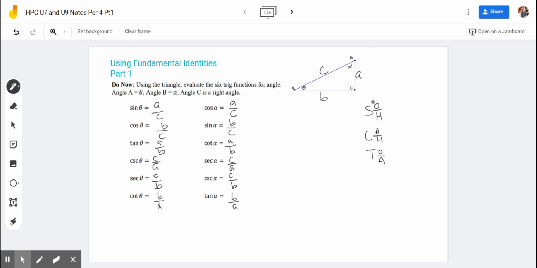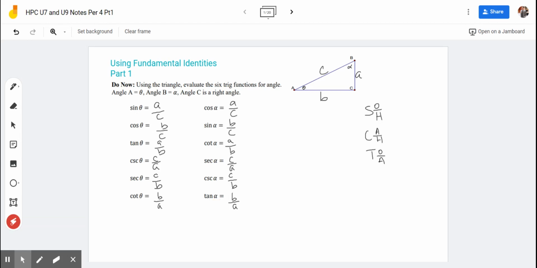All right. So now, if you notice, if we look across and read left to right each way, sine of theta, cos of alpha, they're the same value. Cos of theta, sine of alpha. Tan of theta, cotan of alpha. And then if we were to reverse, cosecant of theta is the same as secant of alpha. Secant of theta is the same as cosecant of alpha. Cotan of theta is the same as tan of alpha.